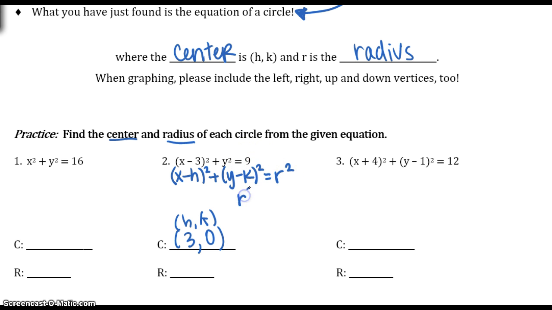So if the radius squared is 9, what's your radius going to be then? What's the square root of 9? 3. So right there, there's your center, there's your radius. Let's talk about number 3. Number 3 can be a little trickier.